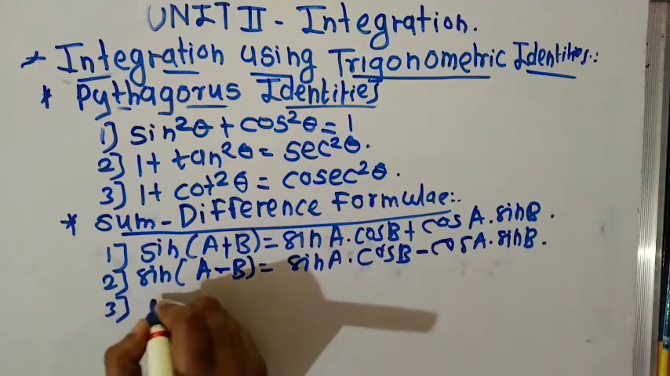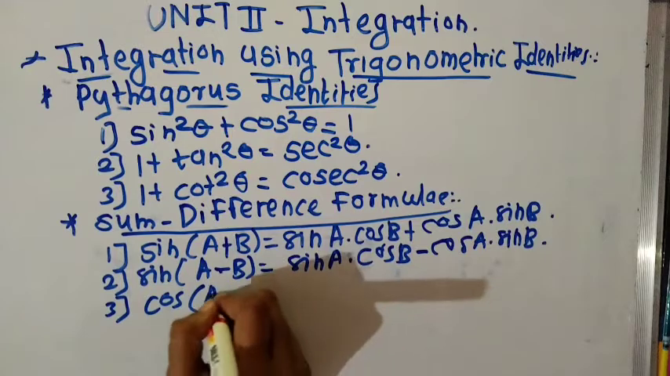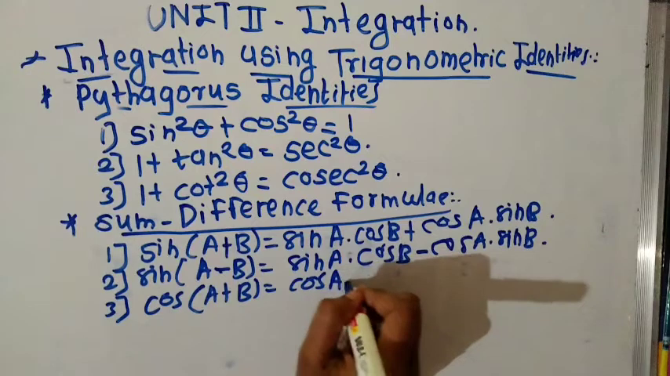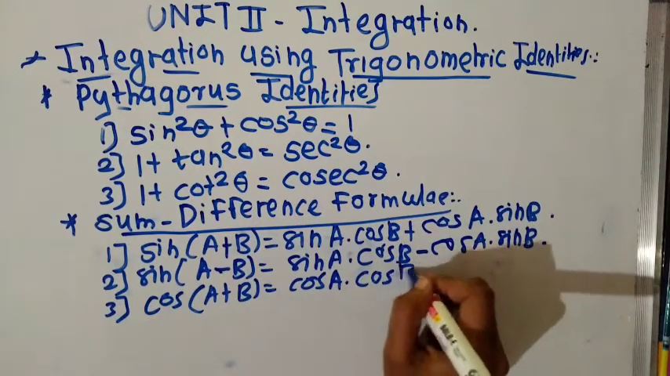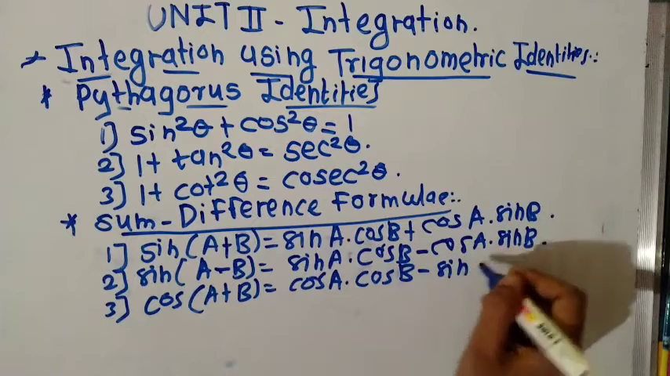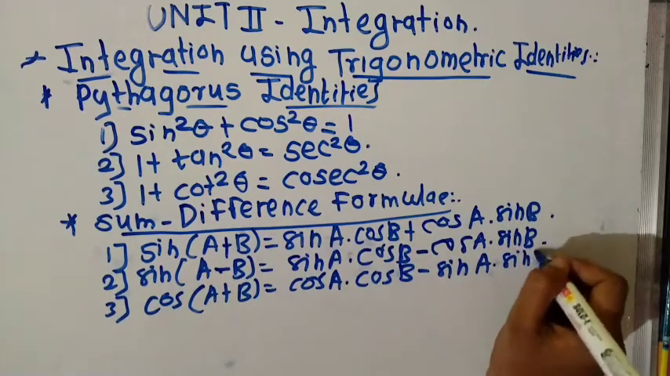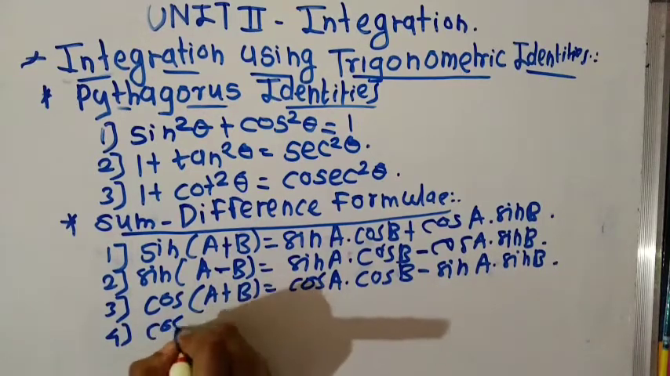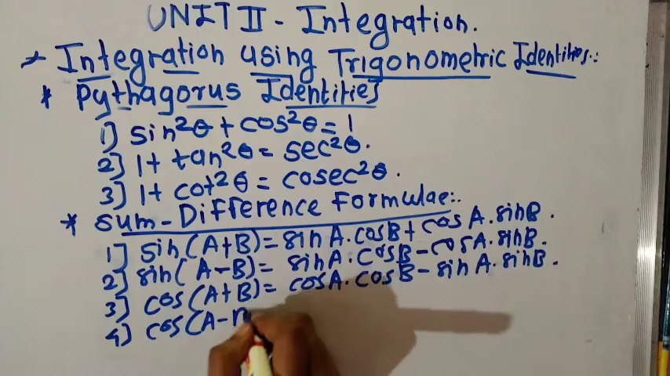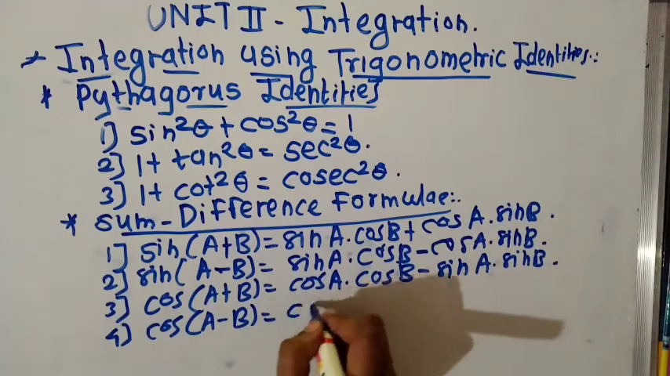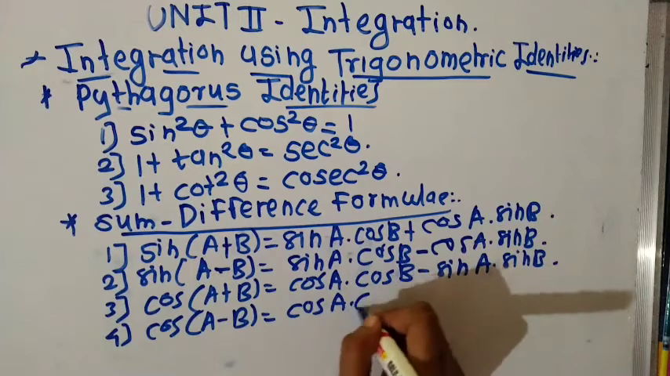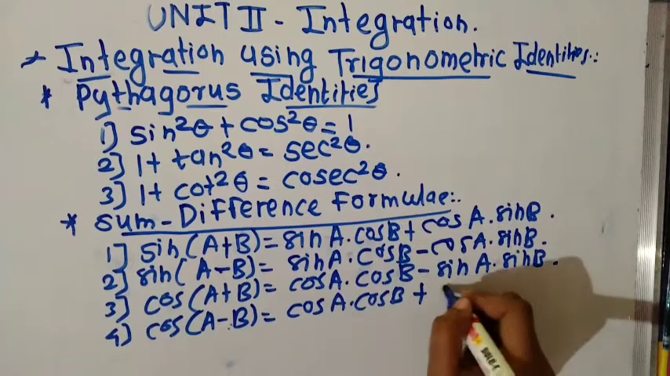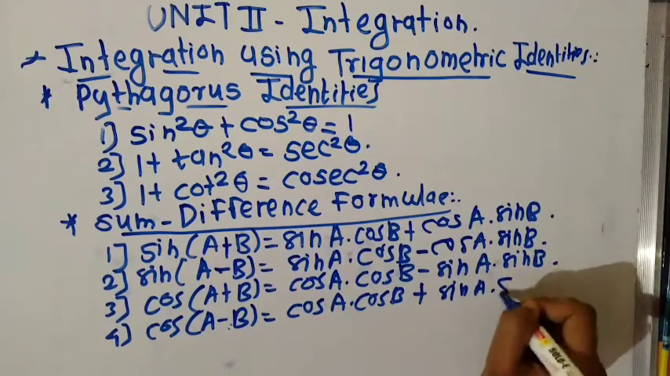Then third example, cos a plus b is equal to cos a into cos b minus sin a into sin b. And fourth example, cos a minus b which is equal to cos a into cos b, and here if cos is minus then plus comes, and sin a into sin b.